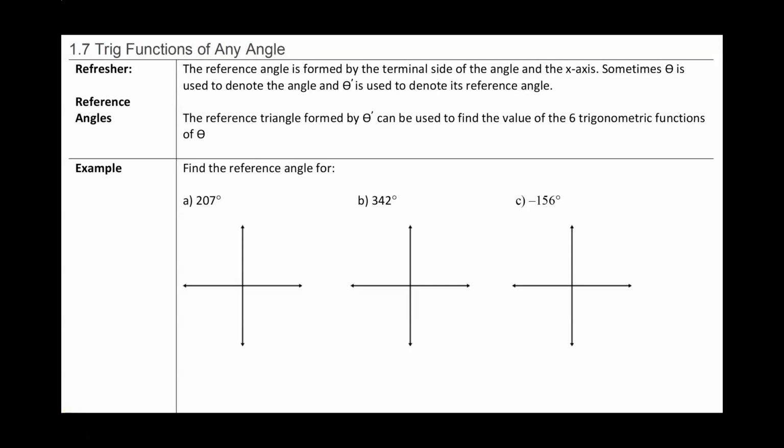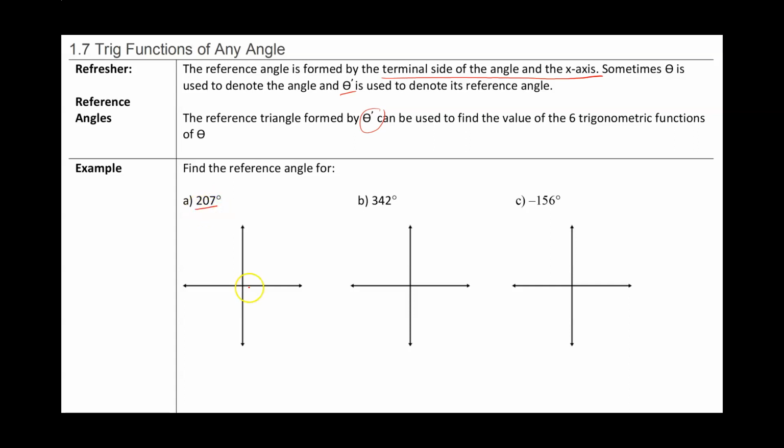In section 1.7, we will learn about the trig functions of any angle, and more specifically, the unit circle. So a quick refresher, the reference angle is formed by the terminal side of any angle and the x-axis. Theta prime sometimes is used to denote its reference angle. And the reference angle, which is theta prime, can be used to find the values of the 6 trigonometric functions of theta. So let's just practice finding some reference angles.